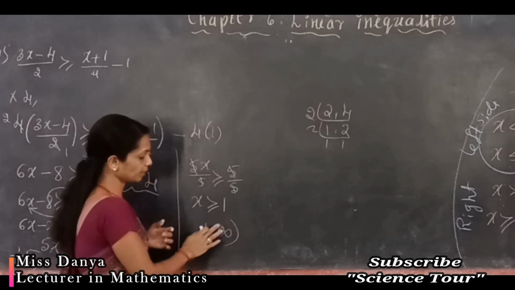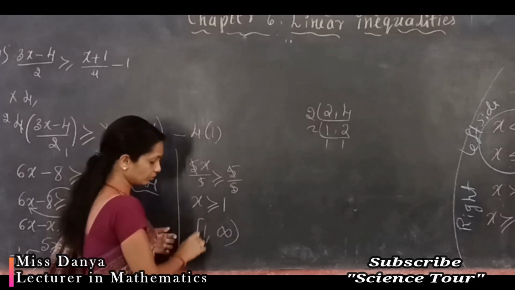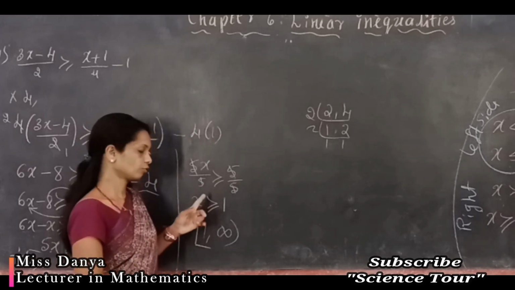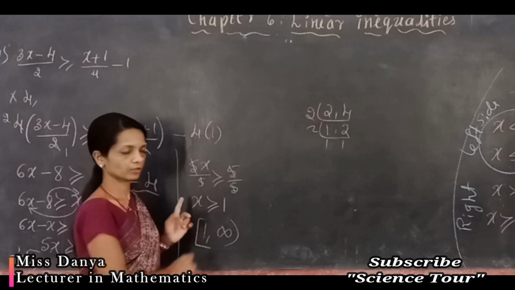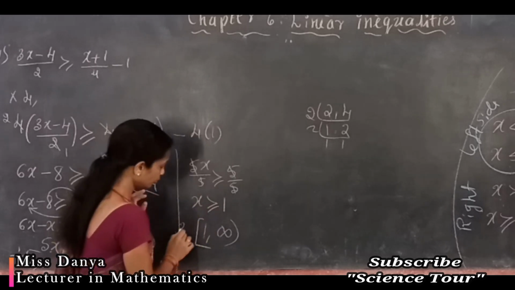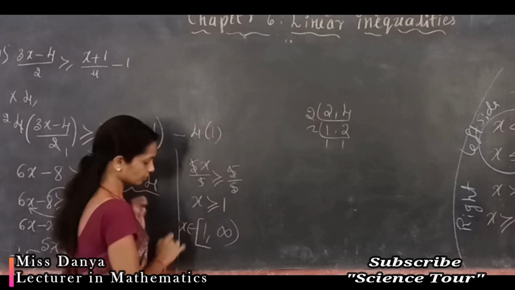On the infinity side, an open bracket, and on the one side you have to write a closed bracket. Why? Because you got a slack inequality. If you got a slack inequality, always you have to use a square bracket or a closed bracket. And here you write x belongs to.